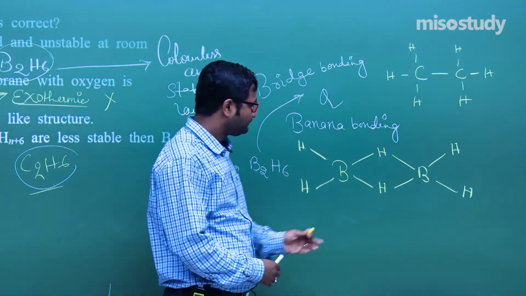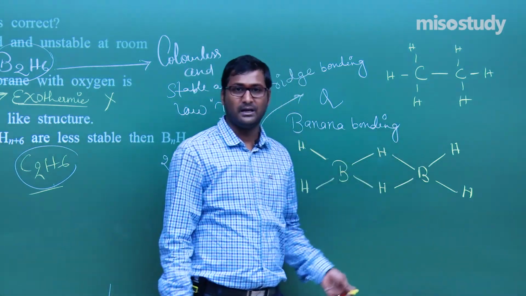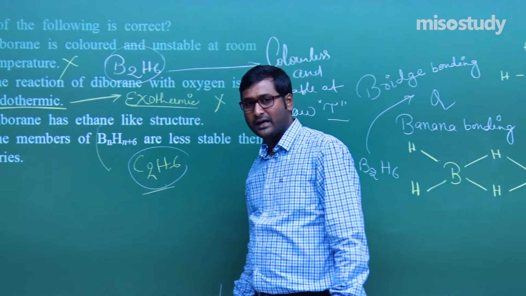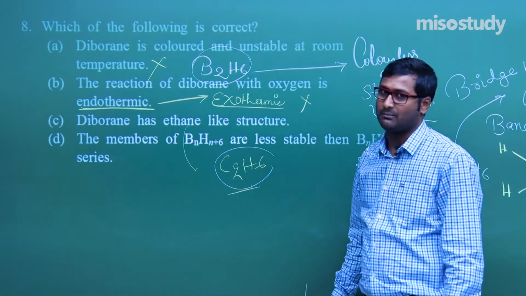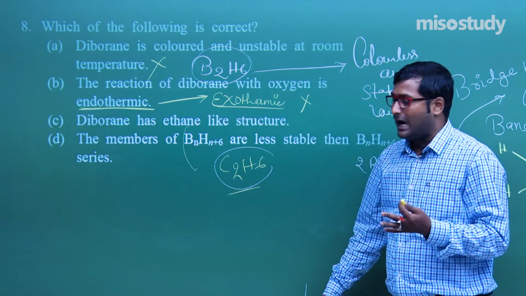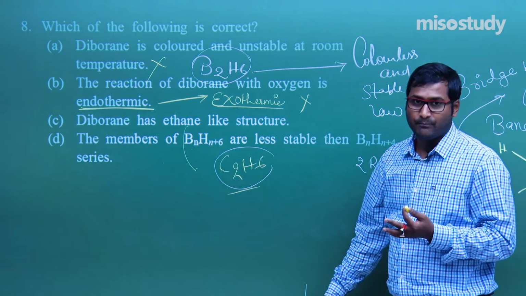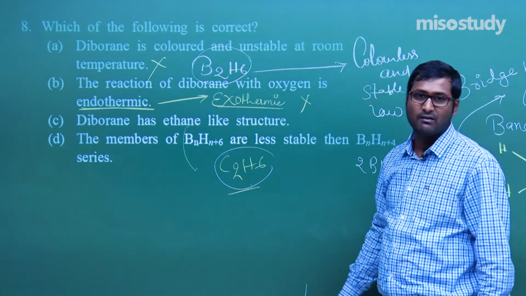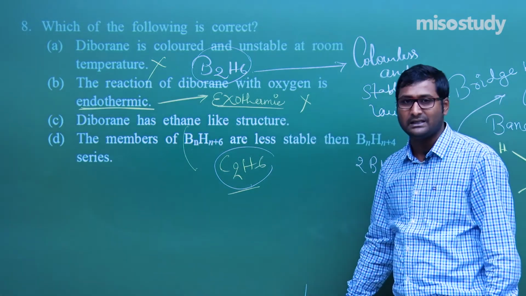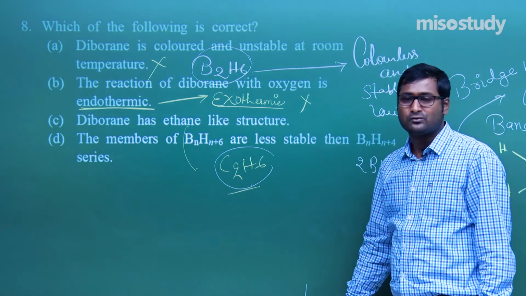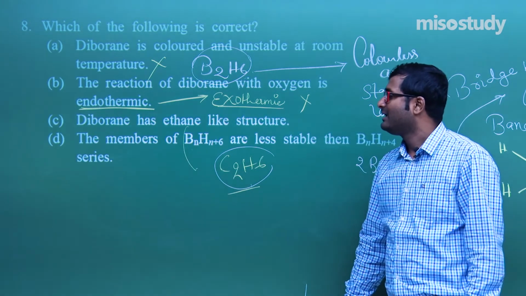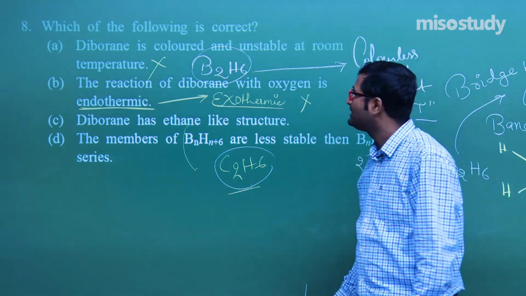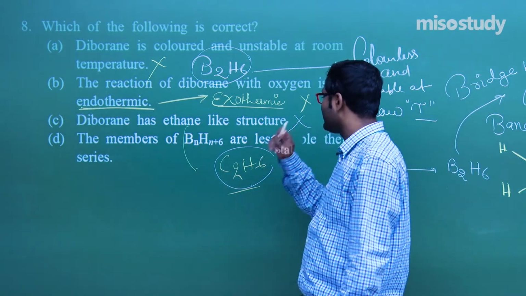Now tell me, the formula looks similar. By looking at the formula, we can say, okay, definitely they have the same structure. But after drawing the structure, we find that one is an electron deficient compound. There is banana bonding, but in ethane there is no such bonding. So diboron does not have an ethane-like structure. This is also an incorrect statement.